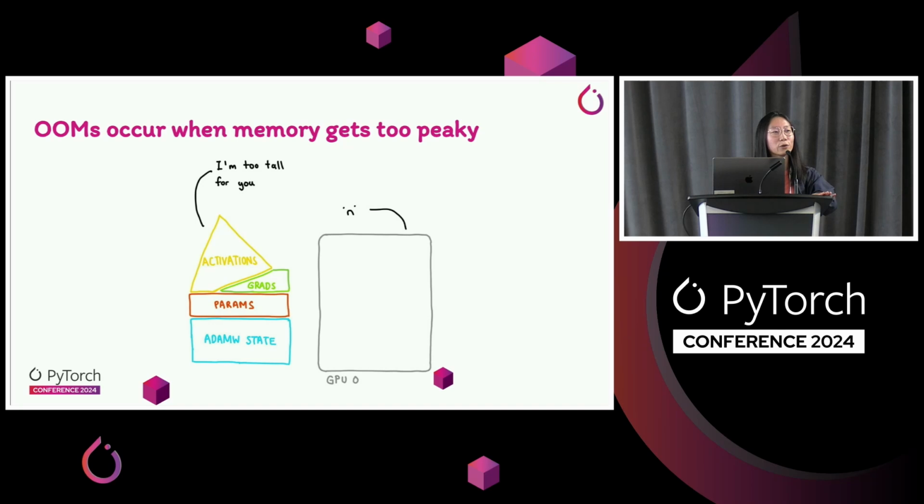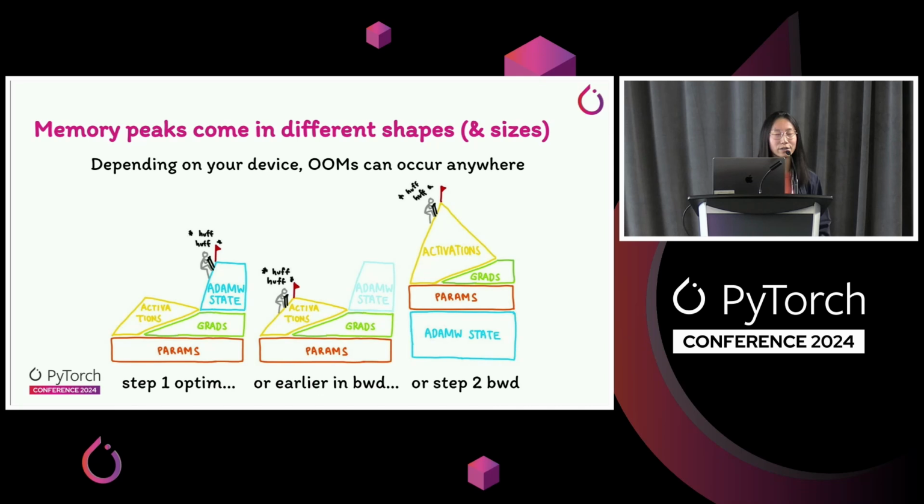So of course, we're here to talk about OOMs. And OOMs happen when you just use too much memory, when your memory usage peaks beyond what your GPU has to offer. Something really important to notice is in my drawing, I had it where activations is the peak. But really, depending on your device, depending on the model you're running, it can get anywhere, which is why it's important to measure your own memory for yourself.